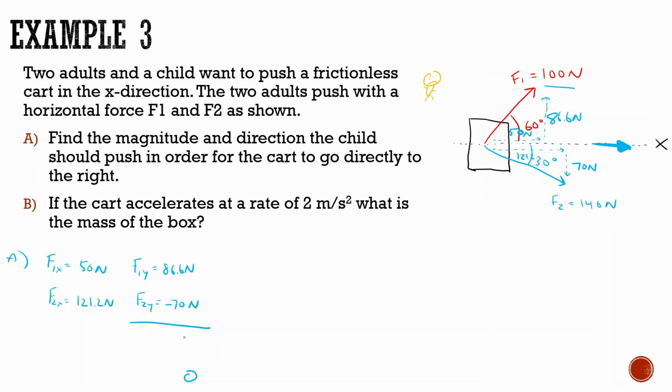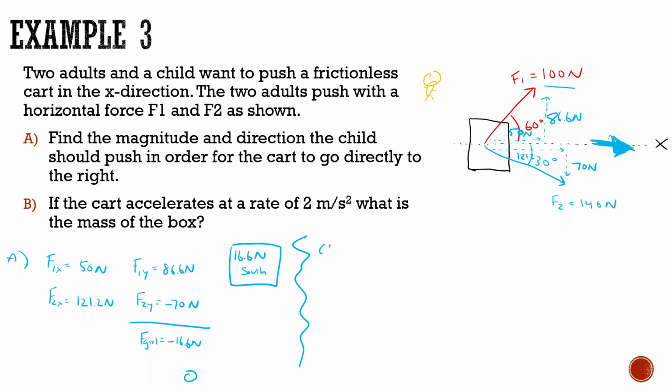So we see that in order for the net force in the y direction to equal 0, the force of the girl, she needs to be pushing negative 16.6 newtons, or 16.6 newtons down or south, whatever you want to put it, signifying that it's going down. Okay? And that way, if she's pushing it down like that, when they all push together, it'll be moving to the right.